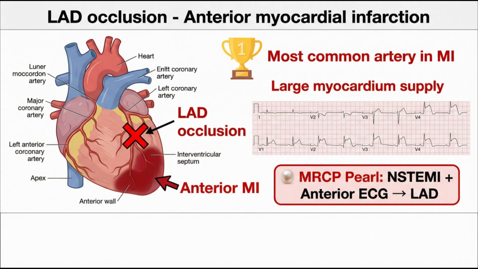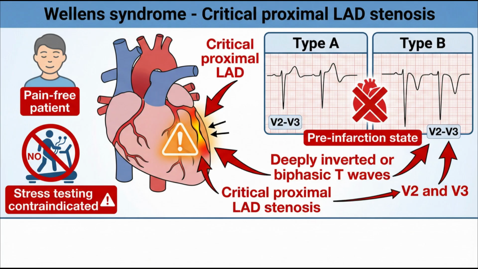Occlusion of the LAD causes an anterior myocardial infarction and is the most common artery involved in MI because it supplies a large proportion of the myocardium. In MRCP exams, a patient with NSTEMI and anterior ECG changes should immediately raise suspicion of LAD involvement. Several high-yield LAD variants and syndromes are frequently tested.